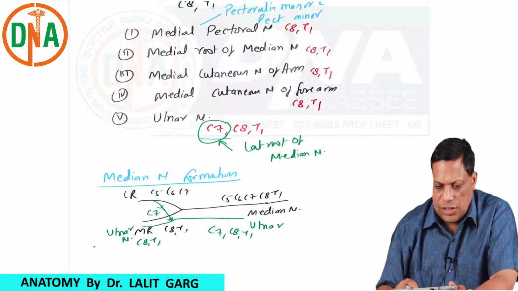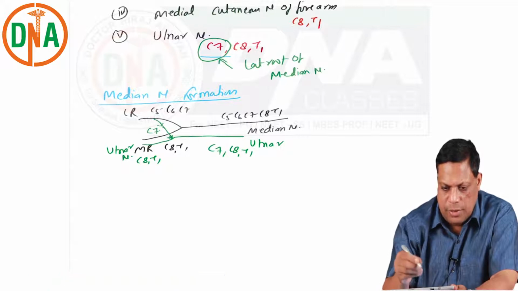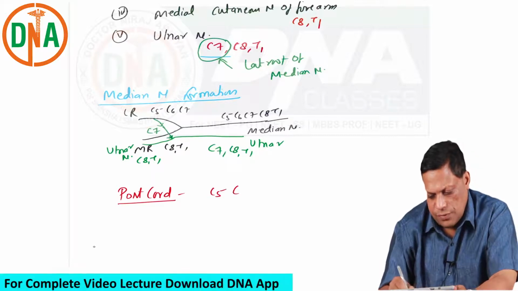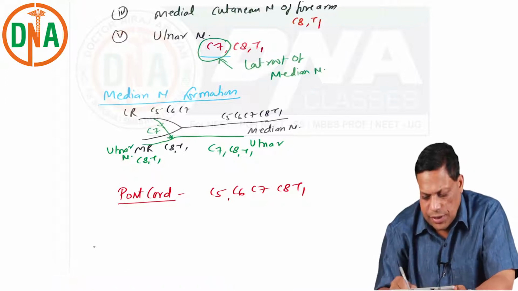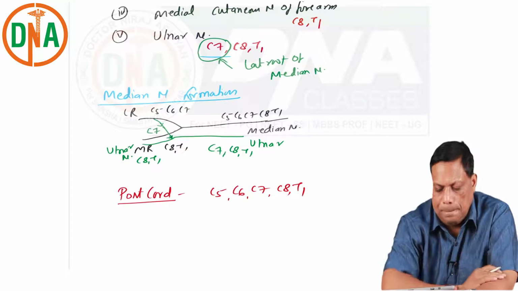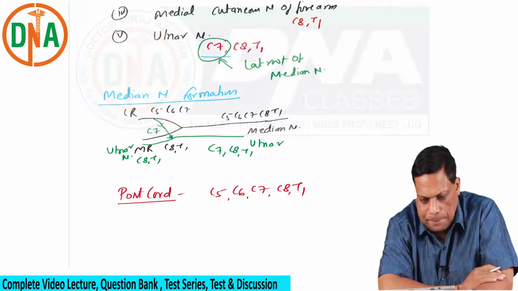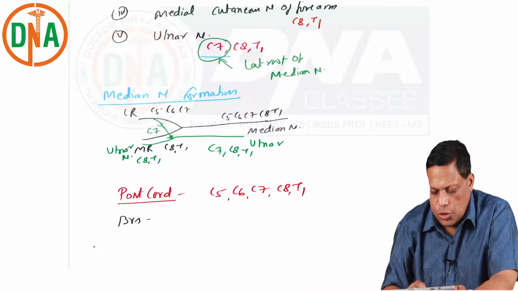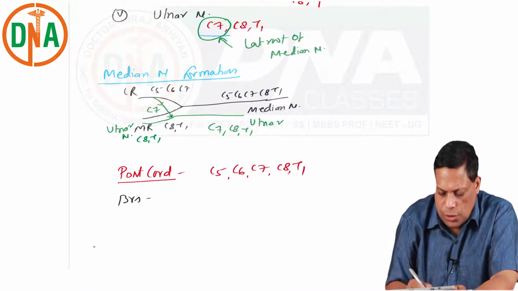Now the next is the posterior cord of brachial plexus. The root value of posterior cord is C5, C6, C7, C8, T1. Now, what are the branches of posterior cord?